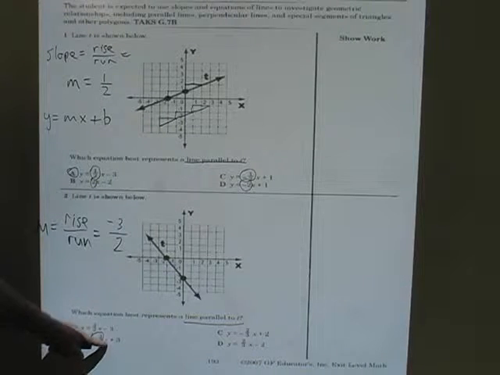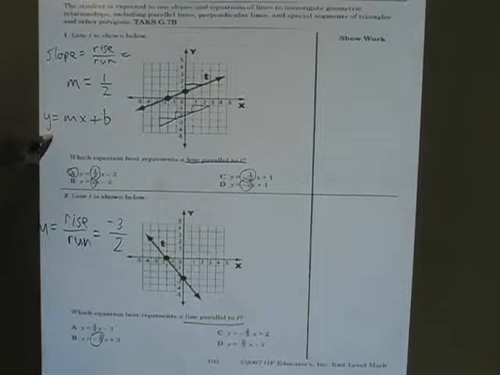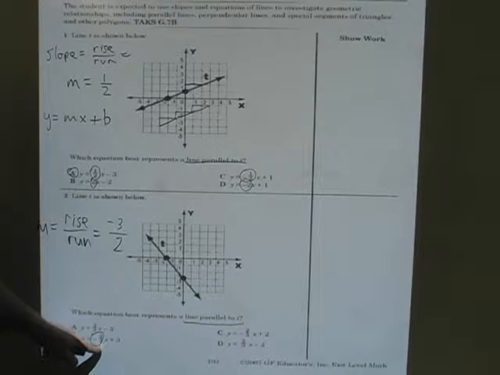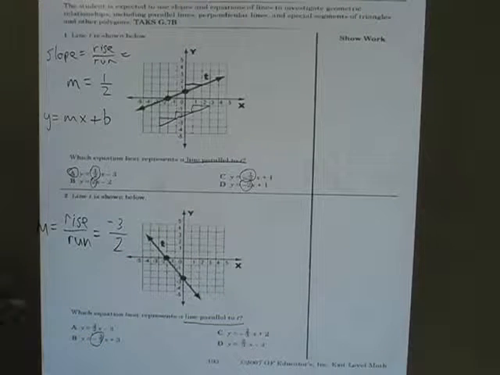Okay, the number in front of the x is the slope. Whenever your line's in this form, whenever it says y equals, your slope is going to be the number that's in front of the x.